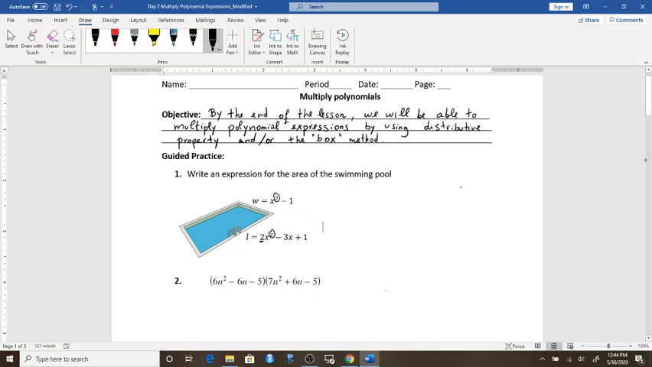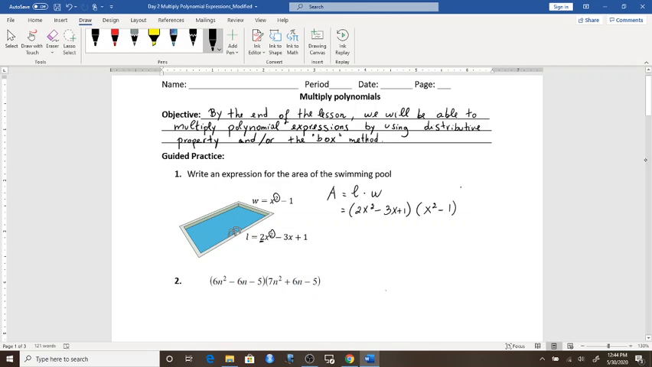Okay, so to find the area, we want to multiply length by width. The length is given by this expression, which is a polynomial made up of 3 terms, also called a trinomial. So 2x squared minus 3x plus 1. And we want to multiply this by the width, which is a polynomial expression of degree 2. And this is a binomial because it's made up of 2 terms.